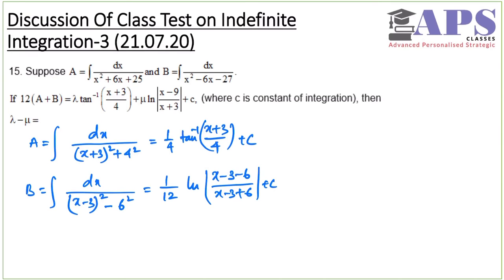Let's see. So now when I compare with that, I get lambda is equal to 1 by 4 and mu is equal to 1 by 12. And we have to find lambda minus mu. No, 12 AB is equal to. So lambda is not 1 by 4. You have to multiply 12 here. So lambda is 3 and this is 1. So lambda minus mu will be 2. That is the answer.